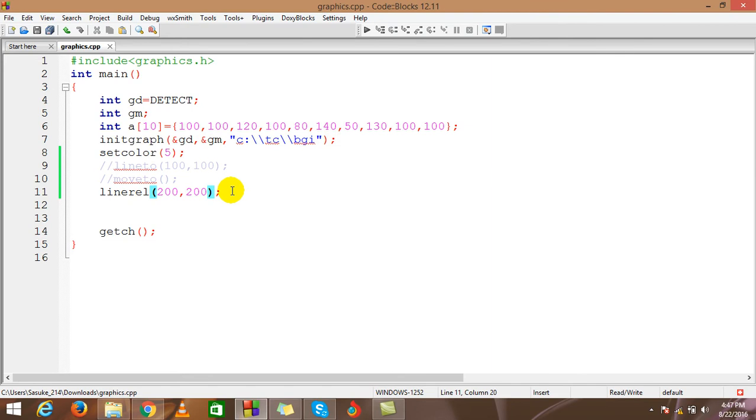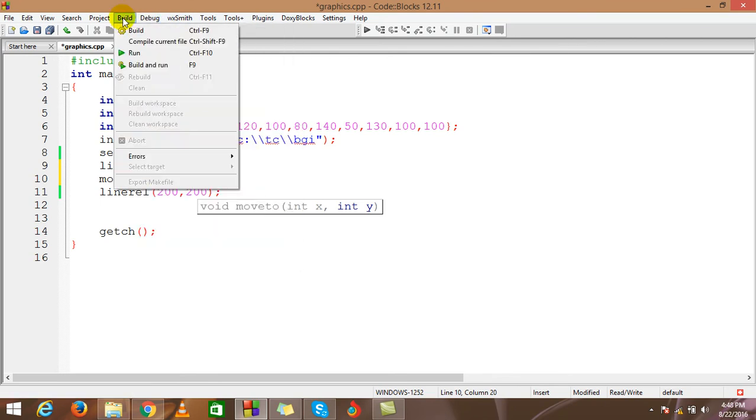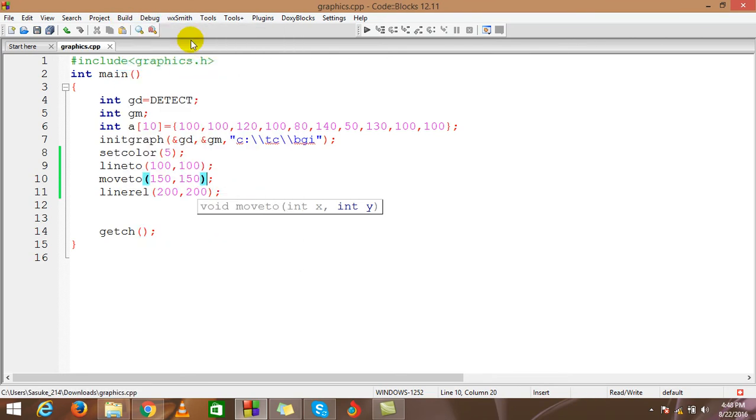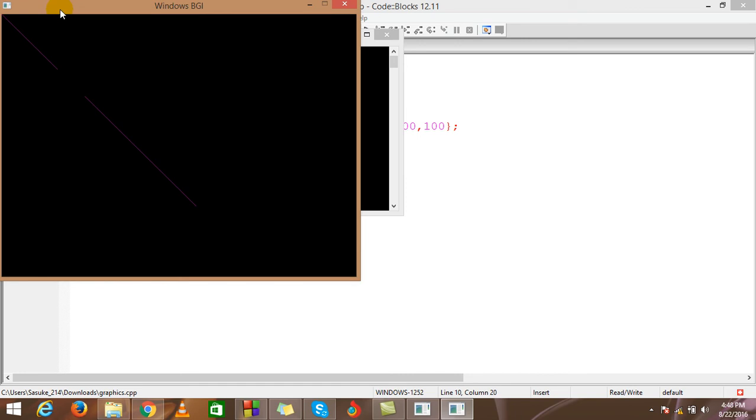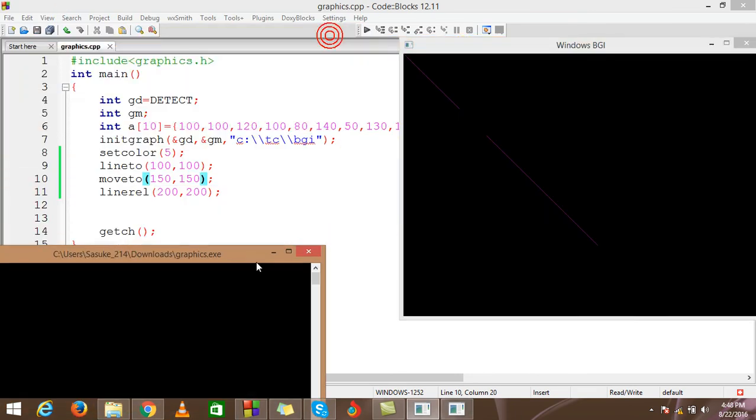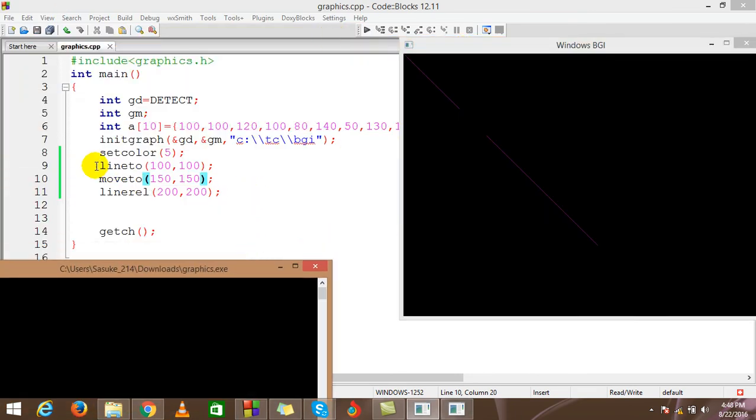So now you might be thinking, when we first draw this lineto, and now take all three of these functions, what are they doing? It's not necessary to give the arguments of both x and y the same. I'm just giving it. Now look, at first, what happened when we just drew a single line?